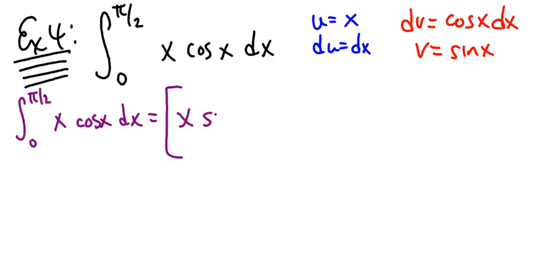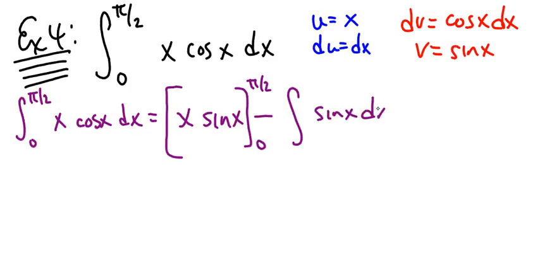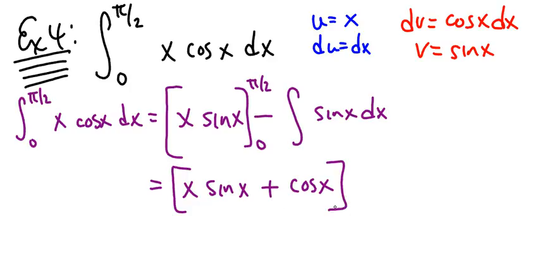And so the integral from 0 to pi over 2 of x cosine x dx is uv from 0 to pi over 2 minus the integral of v du. Is this easier to work with than that one was? Sure it is. So we've got x sine x minus cosine x. Wait a second. The derivative of cosine x is negative sine x. So, like so, between 0 and pi over 2.